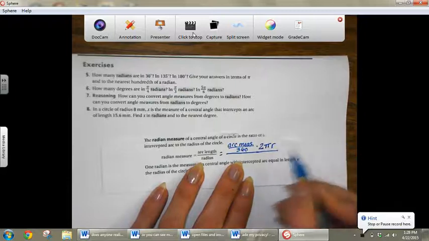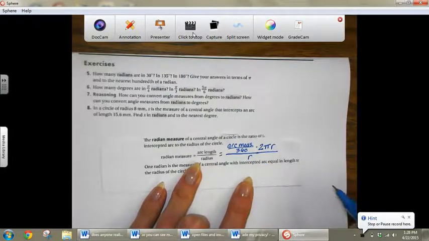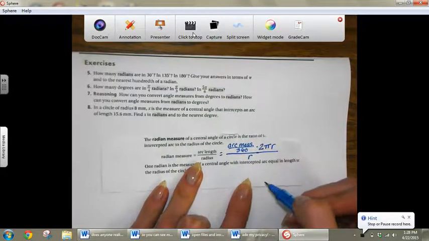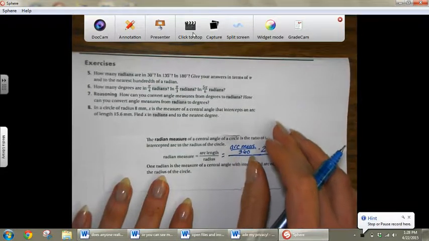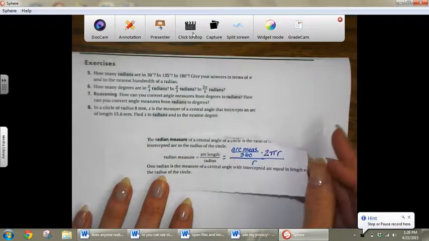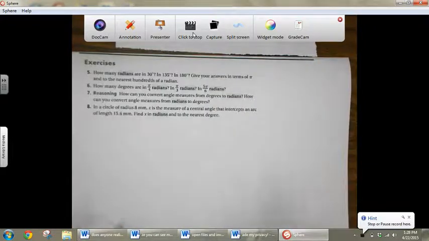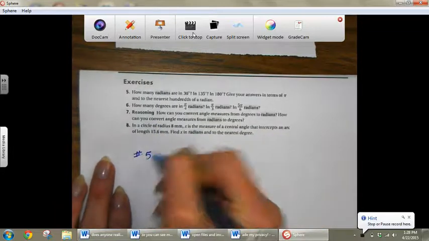And I'm going to do that because I can see that the radius goes on the bottom of my equation. And so that's going to help me as I solve some problems up here. So I'm not really worried about that solving some of the problems at the very beginning, but the problems for number 6, that will help me a lot. Okay, so let's start with number 5. So for number 5, how many radians are in 30 degrees?